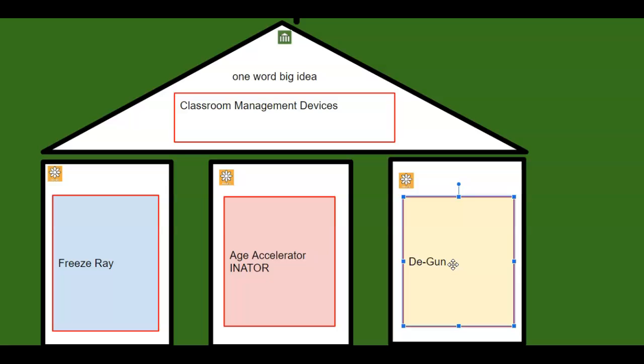And make sure that each of your paragraphs is just really tight. And to do that, you need to have tight subtopics. It'll also really help me when I go into research. I don't have to search the whole internet for anything related to any classroom management devices. I can use search terms and Google operators to just give me information about the freeze ray, or just give me information about the age accelerator inator, or just give me information about the D-Gun. So in that way, it actually makes my research quite a bit faster.